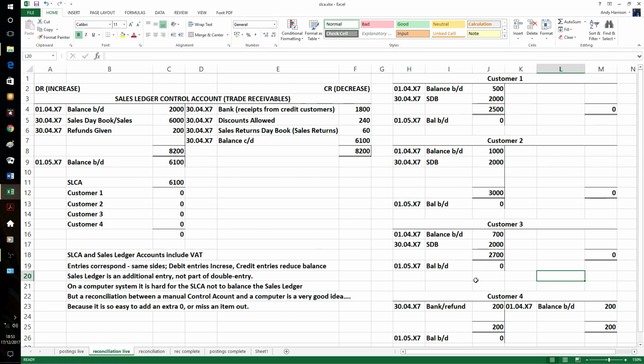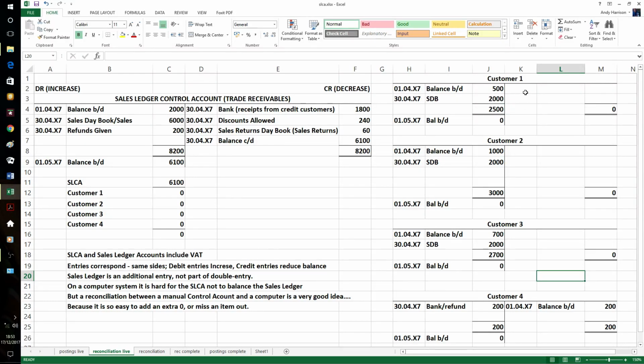So exactly the same way, we've increased the amount that our customers owe us exactly the same way as we did with the control account. Everything corresponds, and both the sales ledger and the control account include VAT. So this isn't part of the double entry, it's a separate entry. So when we get to the bottom then, we're going to reconcile it in a minute.